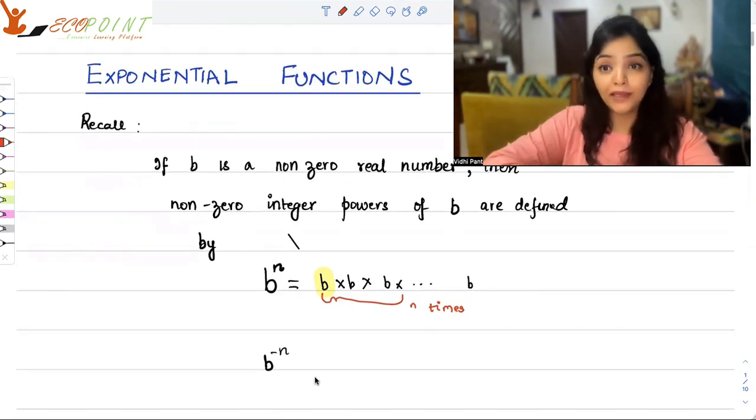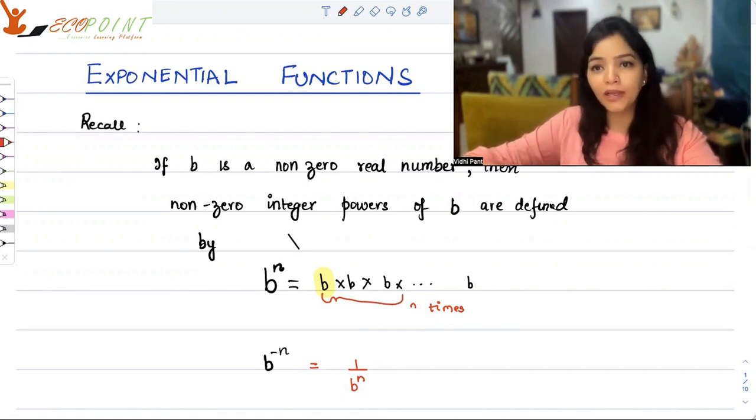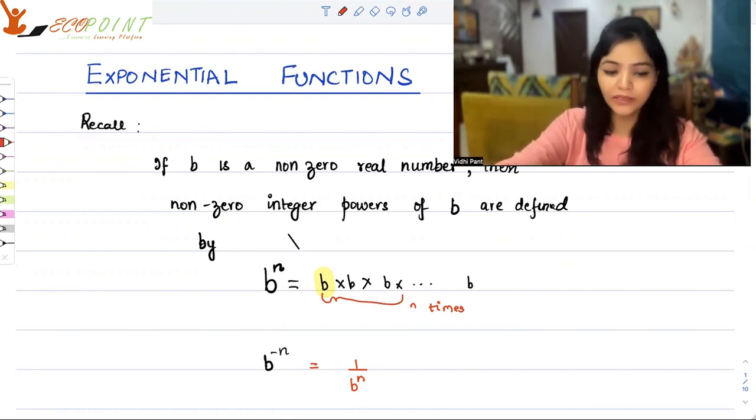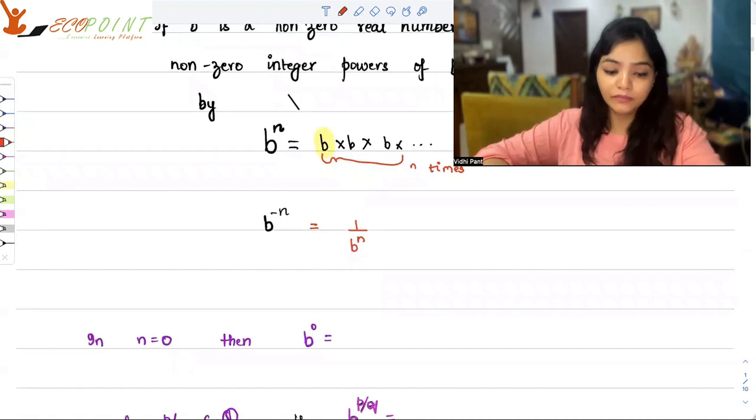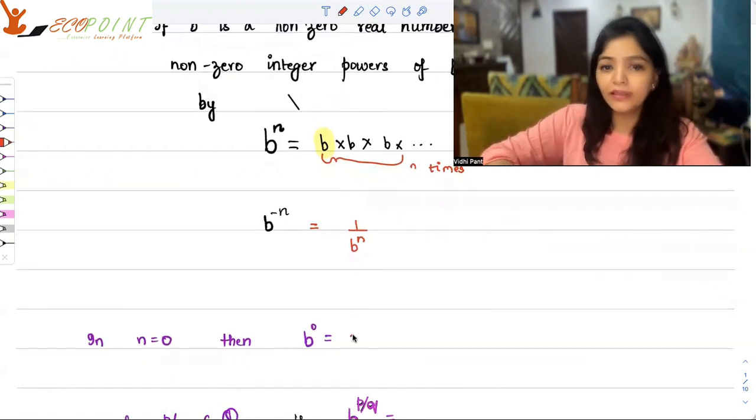Now we can even define b to the power minus n. B to the power minus n is basically 1 upon b to the power n. So what you're doing is 1 upon b is getting multiplied by itself in the denominator n number of times, right? If n is 0, then clearly b to the power 0 is what we are looking at. And that's going to be 1.